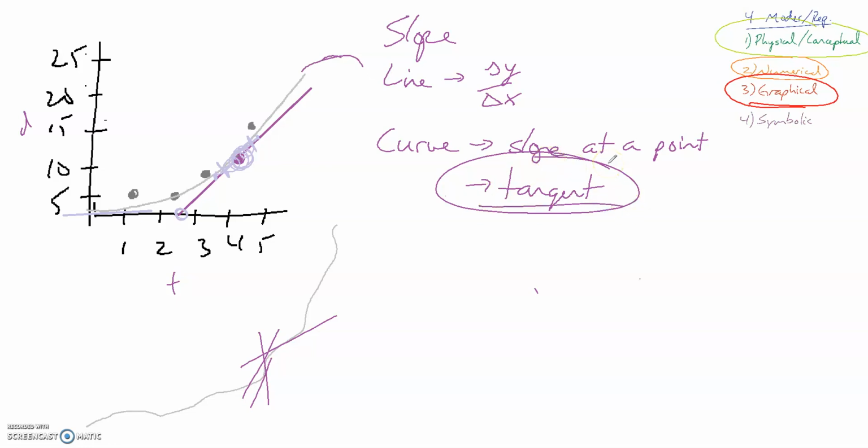Okay, so we're talking about making a tangent. It's a slope at a point. And then all you have to do is find the slope of that actual tangent, and that will give you the slope at that location. Okay, so again, this is why when you're making graphs, it's all about them being nice and smooth.